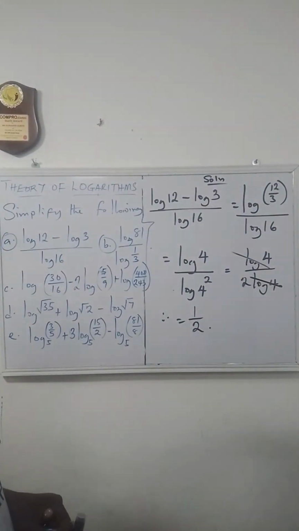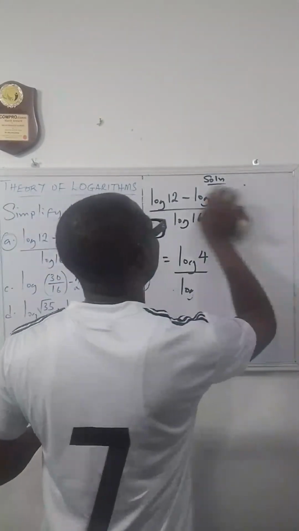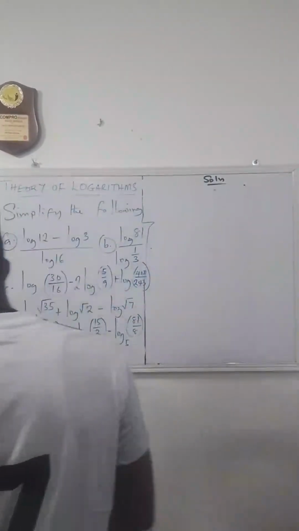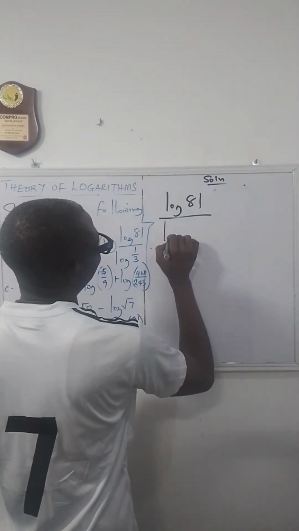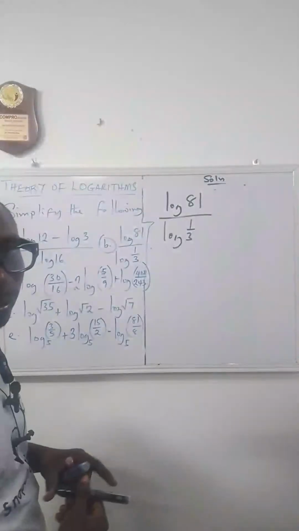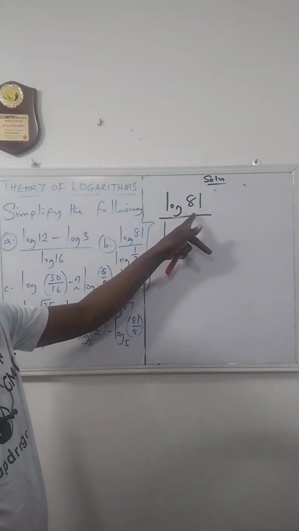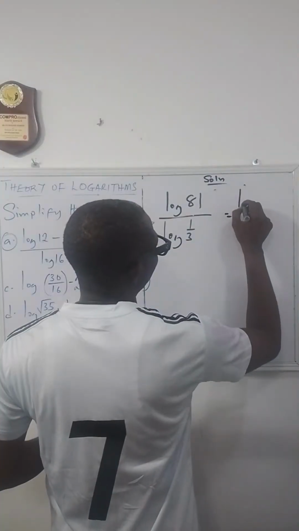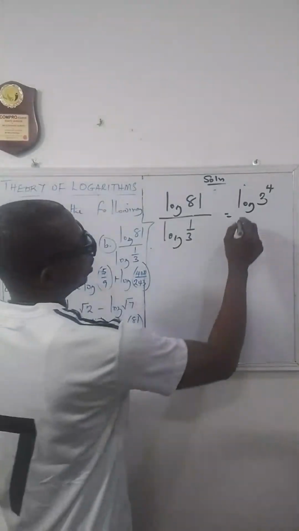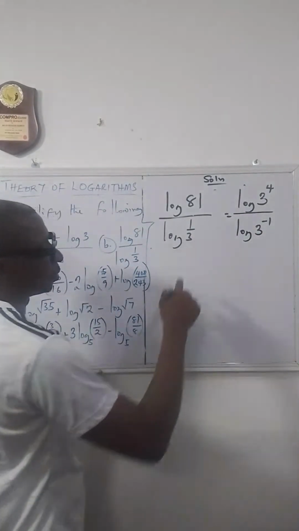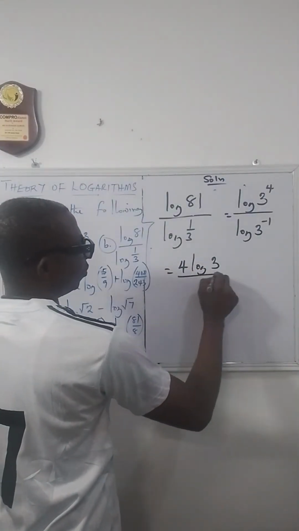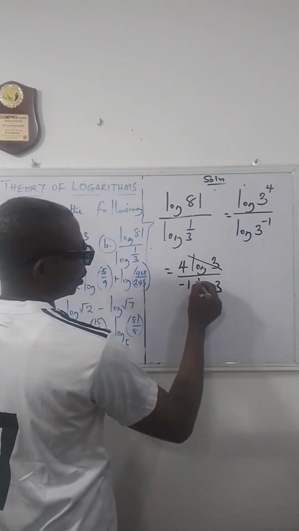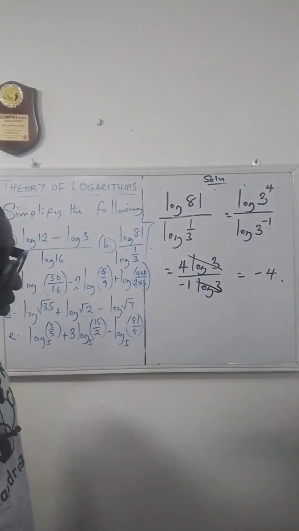Okay, so it's as simple as what we have there. So now let's look at the next one. The next one is logarithm of 81 over logarithm of 1 over 3. Okay, so how do we do this? Now you express this in index form. So what's going to be the index form of 81? That's logarithm of 3 raised to the power of 4, divided by logarithm of 3 raised to the power of negative 1. So now this moves to this side. That gives us 4 log of 3 over negative 1 log of 3. So this cancels this. So the result is negative 4. Okay, so that's the answer to that.